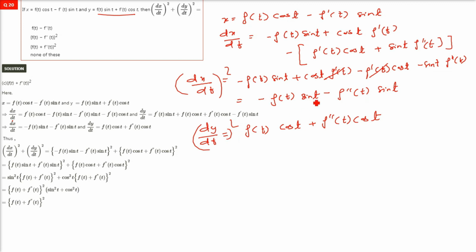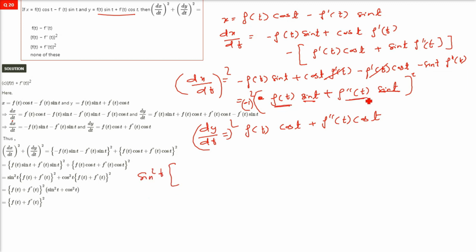I am not doing it. I just told you that dy/dt will be done in the same terms, and there will be a cancellation, and the final things will be here, and we have to just square it. Since we have a negative for the first term dx/dt, we have just taken the negative out and squared it, so it will be plus only. So we just have to add them: f(t) plus f''(t) with sin t, and in the second term dy/dt we have cos t terms.